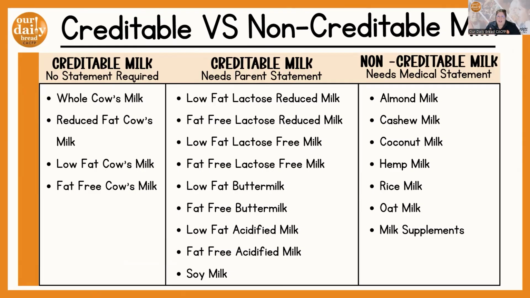And then our last category is non-creditable milk. So this is the most common milk types that we see that are not nutritionally equivalent to cow's milk. And that's going to be a lot of your nut milk. So your almond, cashew, coconut milk, hemp, rice, oat milk, and milk supplements.